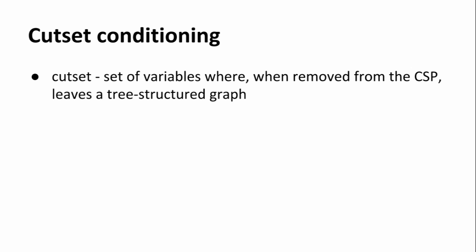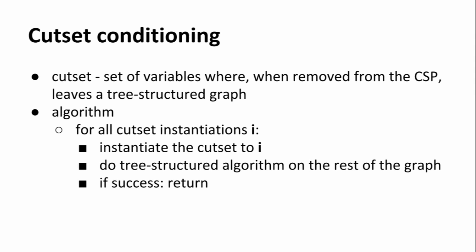And that's exactly what the algorithm is, right? So you're going to go over all of these cutset instantiations. You're going to instantiate the cutset to some instantiation, and then you're going to solve the rest of the graph using the tree-structured algorithm with the constraints given from the cutset. And then if you find success, then you can just return your solution, and otherwise just move on to the next instantiation of the cutset.